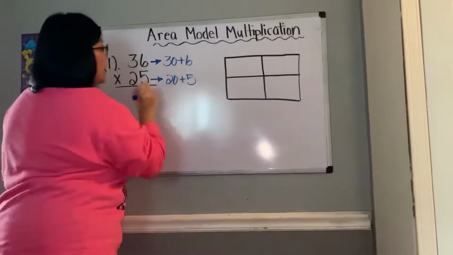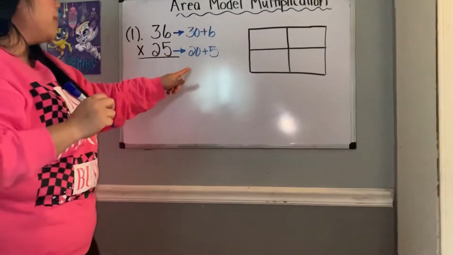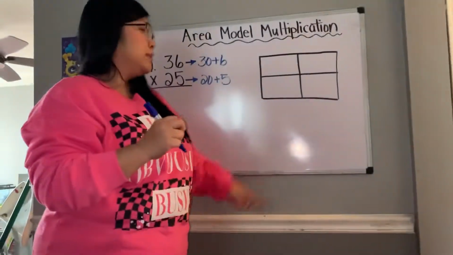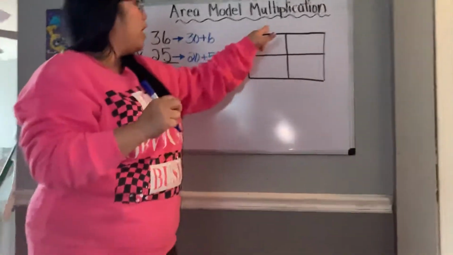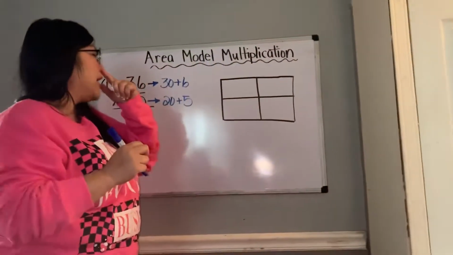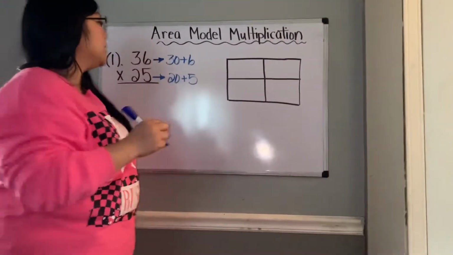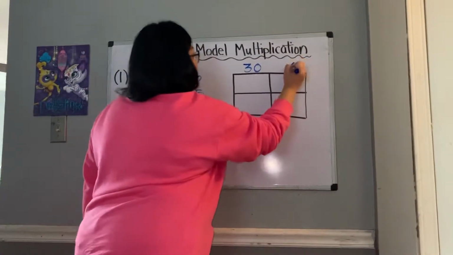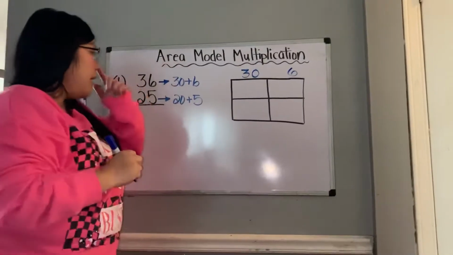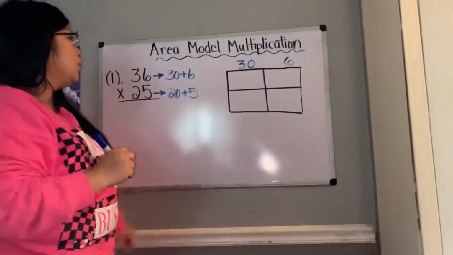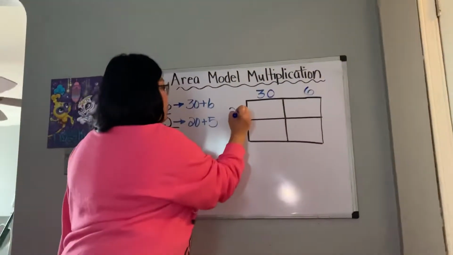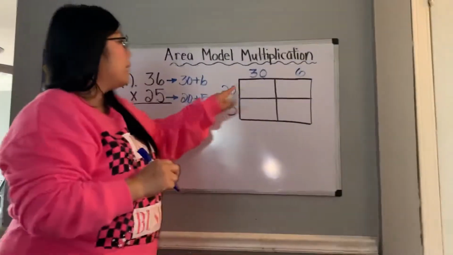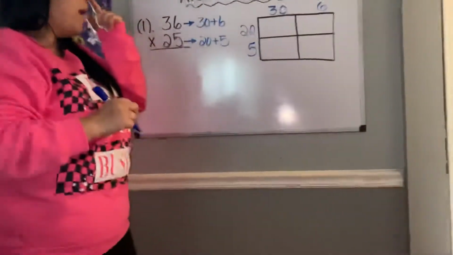So we're going to take this same model and transfer it over to our setup for area model multiplication. Above each section, we're going to add our double digits. Let's work with the 36. 36 is 30, 3 groups of 10s, and 6 ones. And then down here, we have our 25, which is 20, or 2 groups of 10s, and 5 ones.